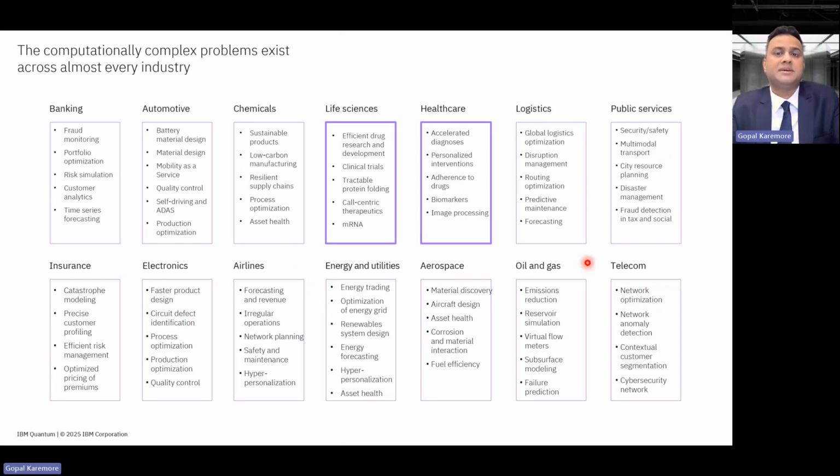And of course, life science and healthcare is not the only field that we are exploring. As you can see, we have various industry sectors where, in industry application and technical services within IBM Quantum, we are helping our clients with the different industry sectors.